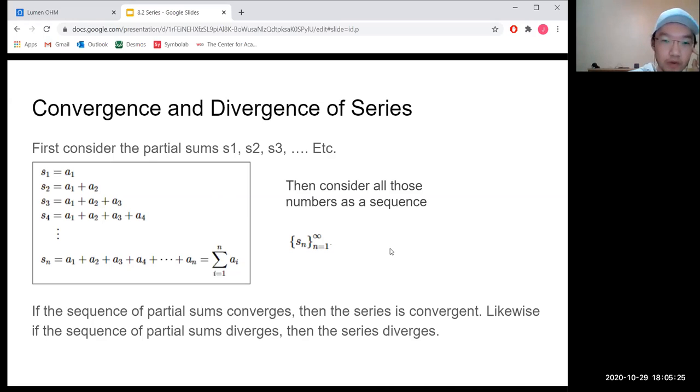Now, if you were to find the limit of that sequence as n approaches infinity, that's basically going to tell you whether or not the series converges or diverges, okay? So in order to figure out whether a series converges or diverges, you just figure out the limit of the partial sums. Okay, so before we look at some problems, we have to go over one very useful test that we can use to figure out whether something converges or diverges.